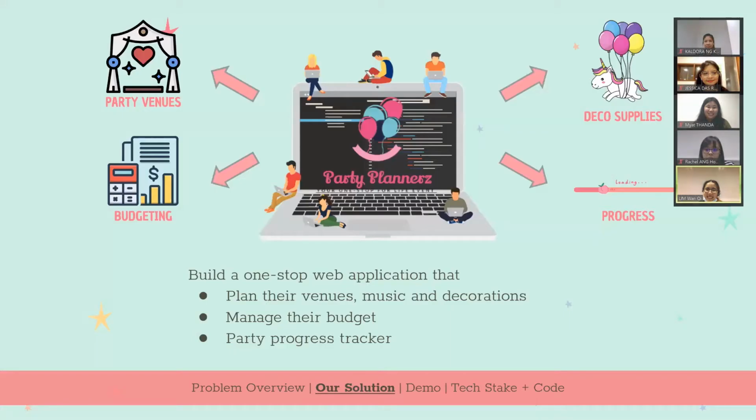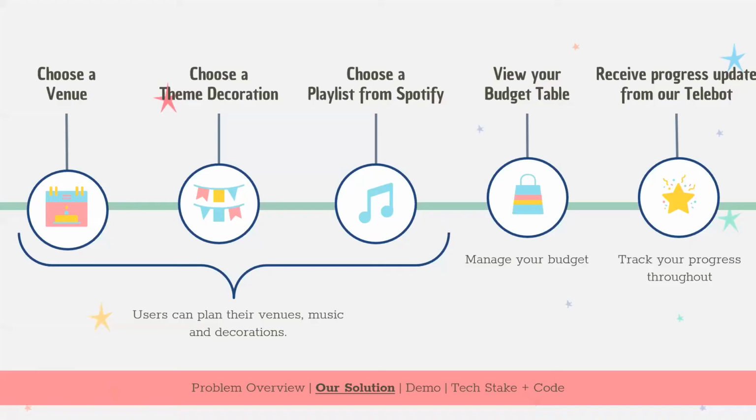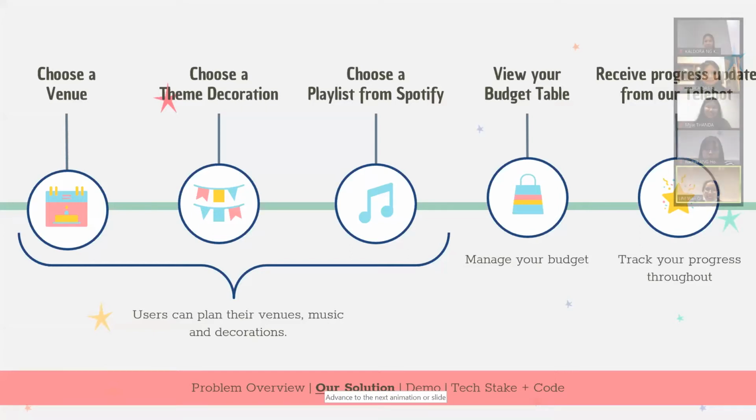Thank you, Caldora. So our solution was to build a one-stop web application that helps to recommend and helps users plan their venues, music and decoration for the parties. They can also manage their budget by the end of the planning and check their progress along the way. For the user journey, they get to choose a venue first, then a theme decoration, and then a playlist from Spotify, plus view their budget table at the end of it. With every step of the way, they will be updated on their Telegram using our Telegram bot about the confirmation of each step. So with that, I'll be passing on the time to Thanda and Rachel for the application demo.